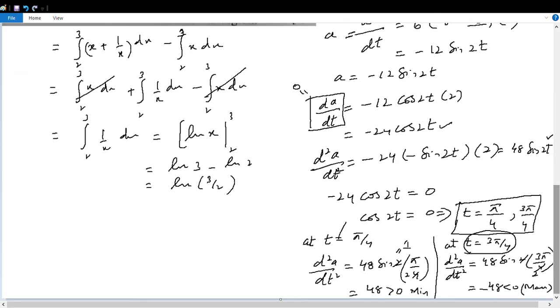When you use a calculator to get the value, let's quickly do it. Log 1.5 is equal to 0.0405, so you can write it as 0.405 square units, because this is area. So this is the answer of the question.